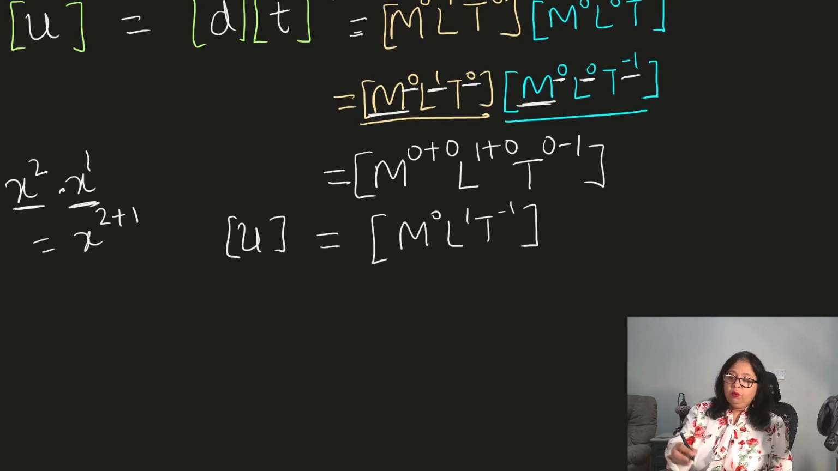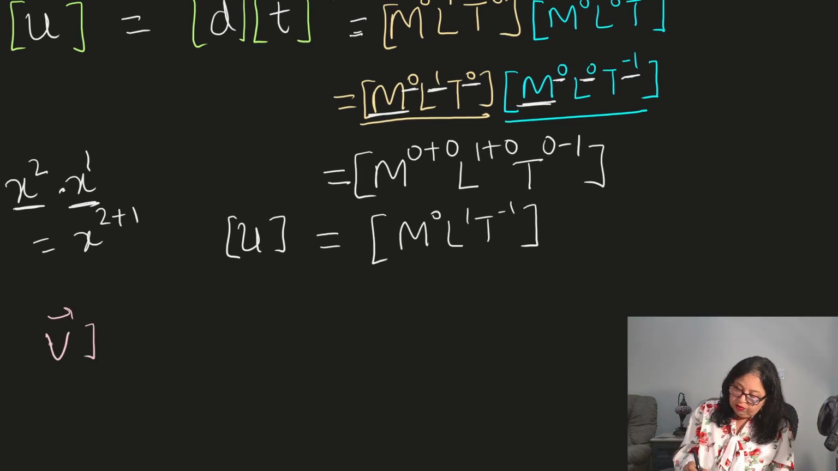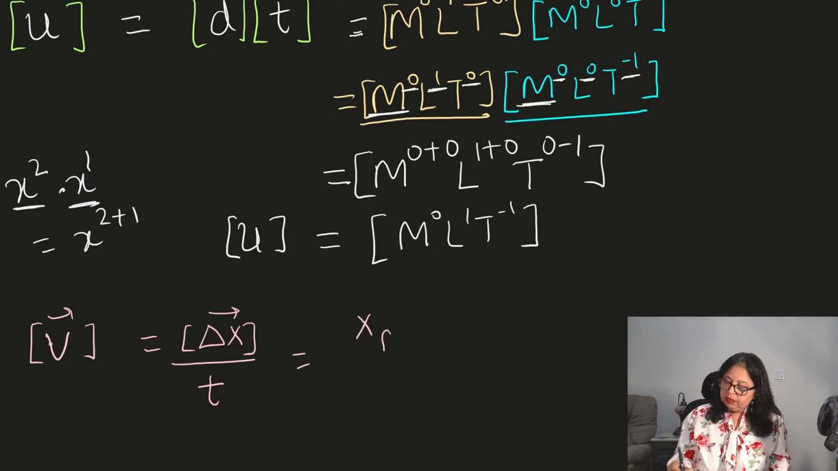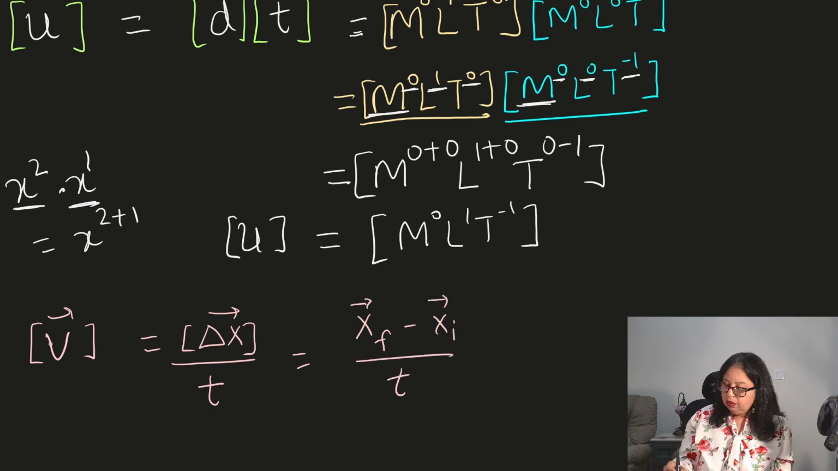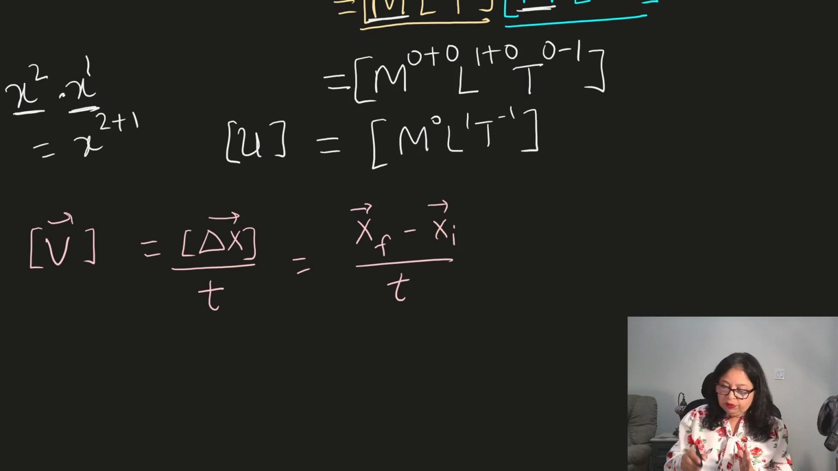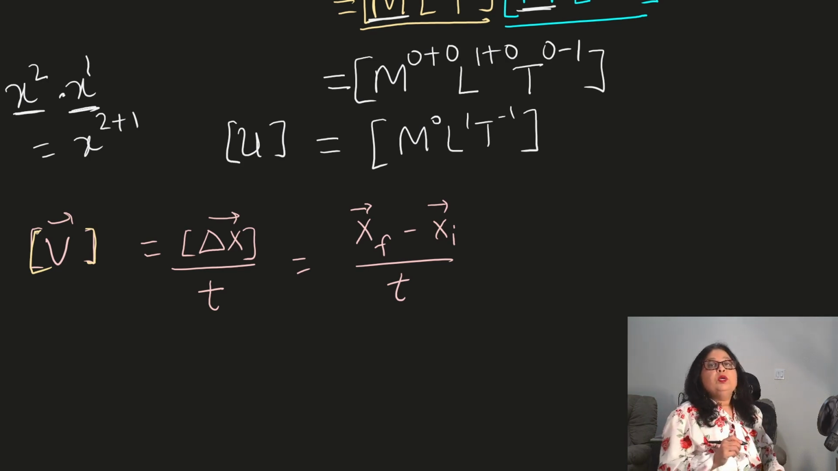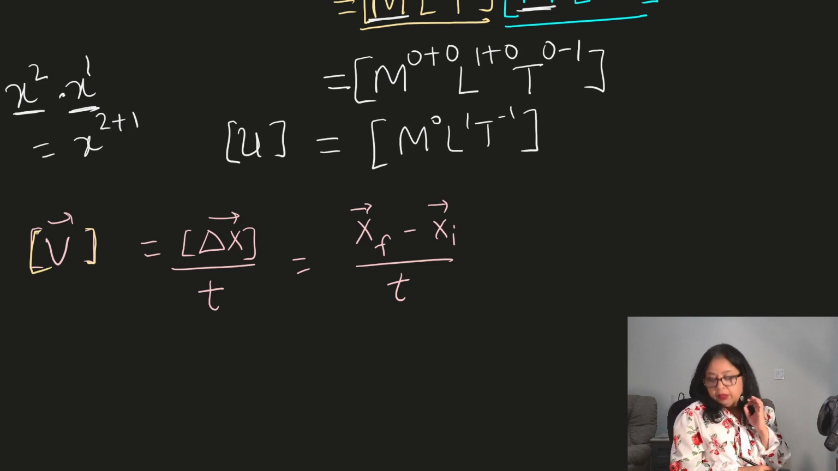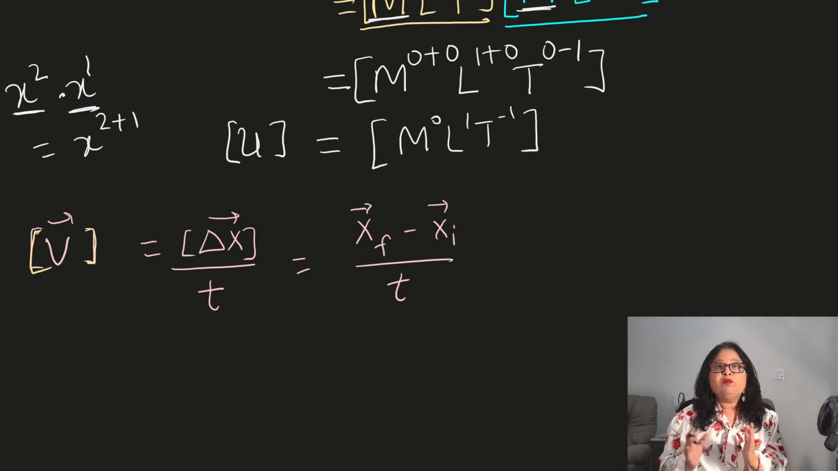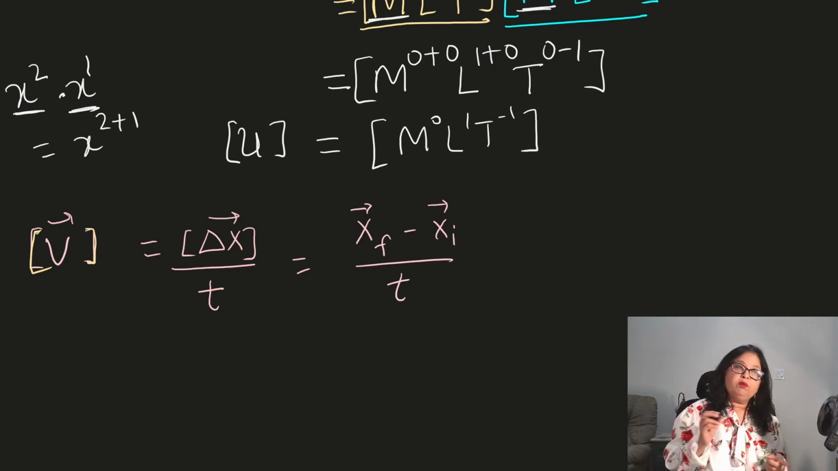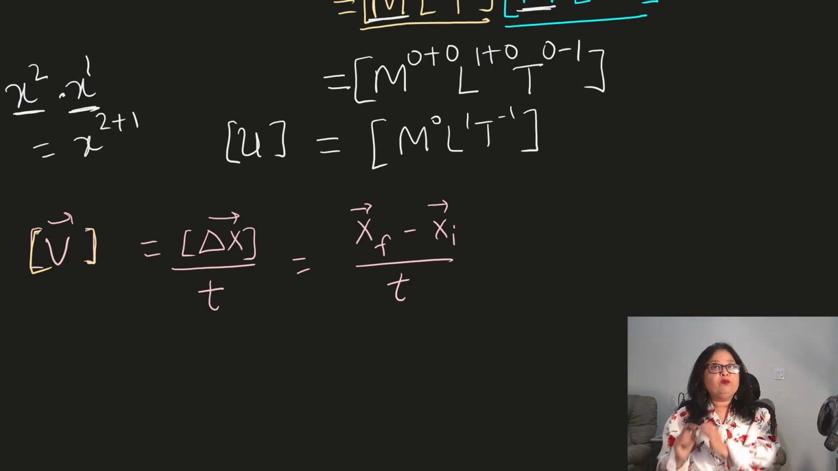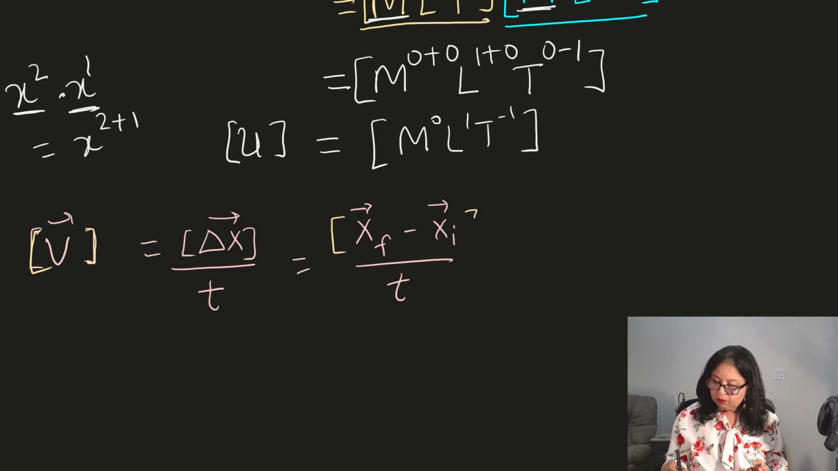But if you work out the dimensional formula for velocity, you will see that delta x, okay, I'll show you something here. I told you that delta x is final position minus initial position divided by t. So you will see that on the left hand side, I have these square brackets. Now, what do these square brackets represent? They represent that I'm talking about the dimensional formula for velocity. So if there's dimensional formula on the left side, then on the right side, I have to perform the same operation. So I'm going to just do like this.